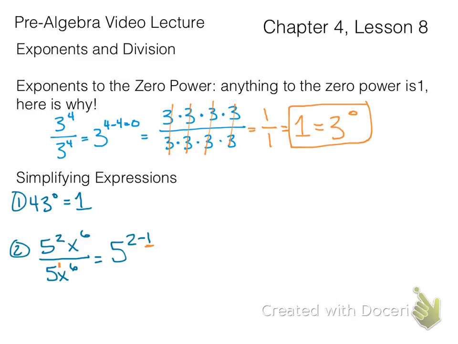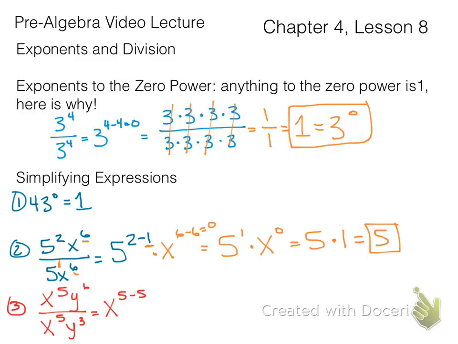So it's 5 to the 2nd over 5, which means it's 5 to the 2nd minus 1, which is just 1, right? So then we're going to multiply by x to the 6th minus 6 because we're subtracting exponents there. And we're going to end up with 5 to the 1st times x to the 0 power because that equals 0, remember? Well, anything to the 0 power is 1, so basically it's just 5 times 1, which is 5. Okay? All right, next problem, we have x to the 5th times y to the 6th over x to the 5th times y to the 3rd.